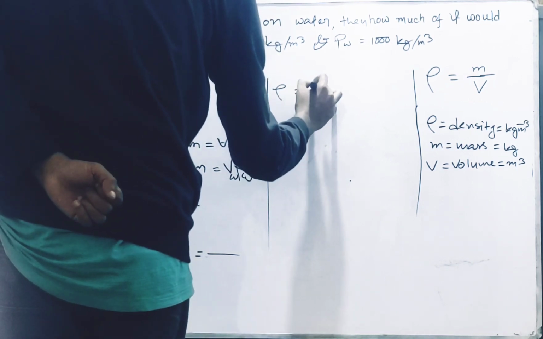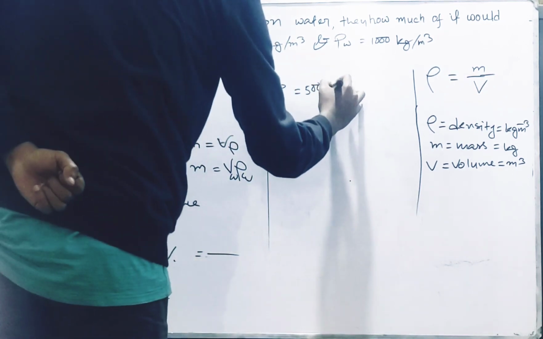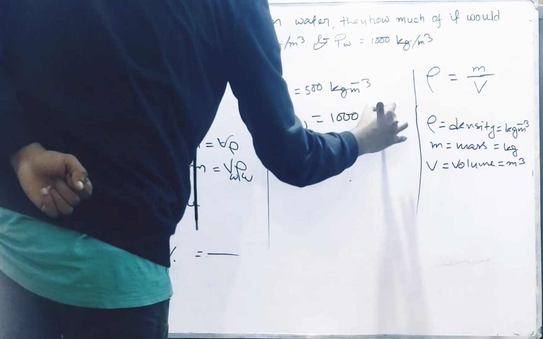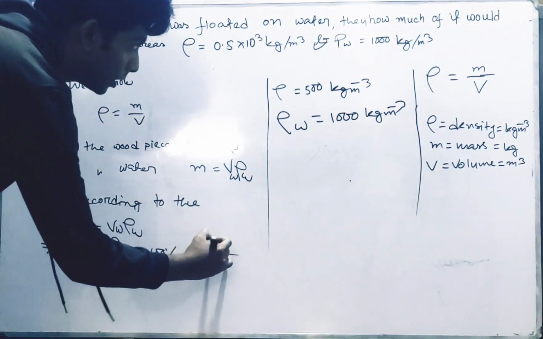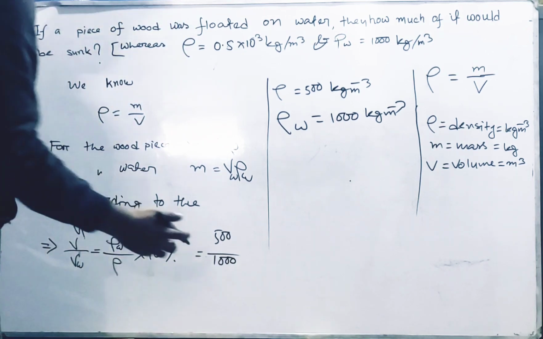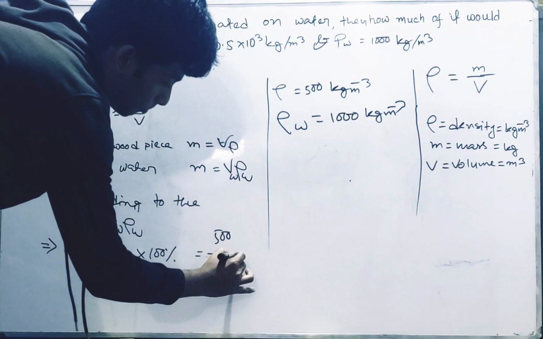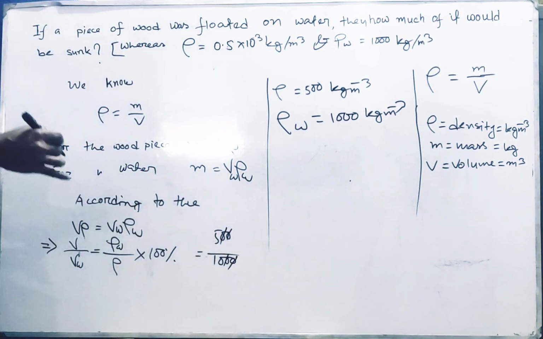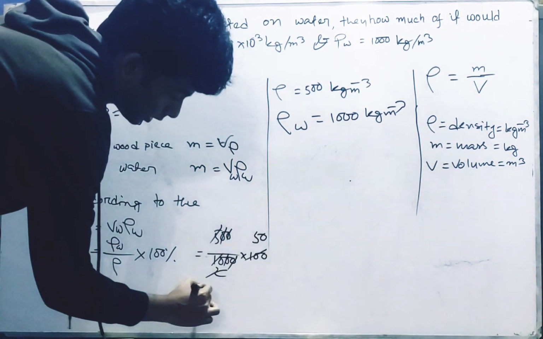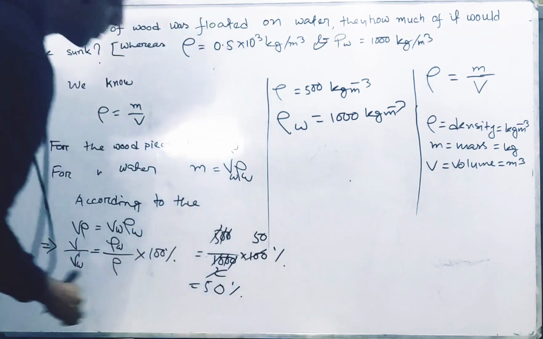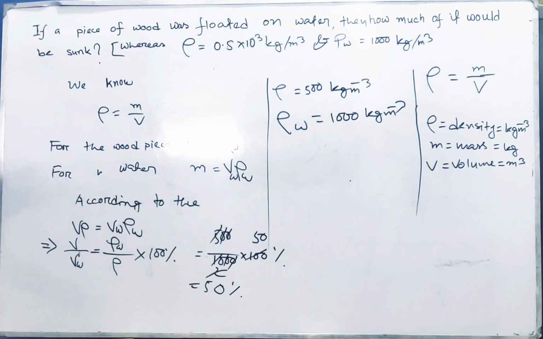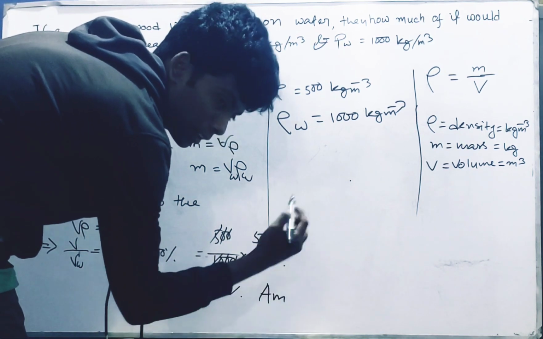Rho is 500 kg meter inverse 3. Rho w equal to 1000 kg meter inverse 3. Okay, we will write those magnitudes and we will place those magnitudes in the right place. Then we will calculate those figures and we will get 1 by 2 into 100, 50, that means 50%. 50% of it would be sunken. This is the answer. I think that all of you got the right answer.